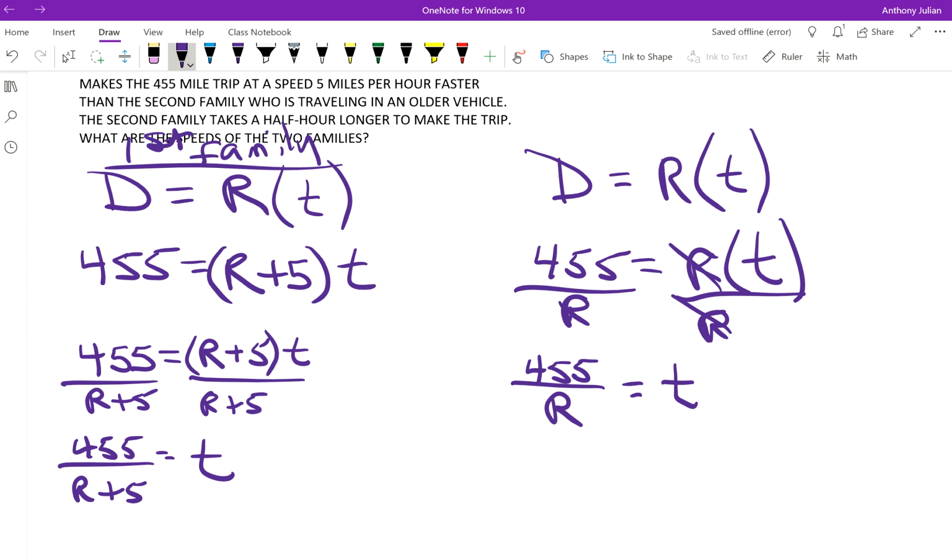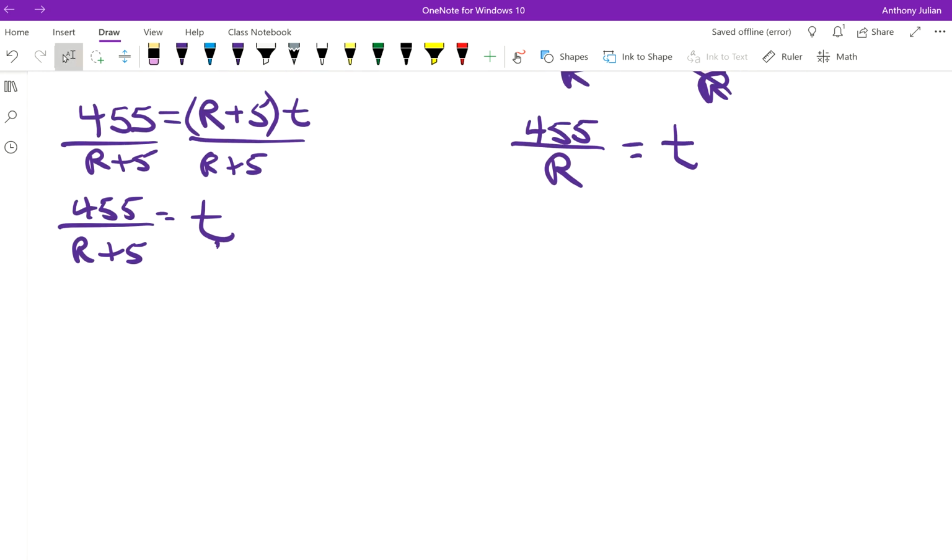All right, here's first family, here's second family. Now, with the idea of having t equals 455 over r plus 5, and this t equals 455 over r, I'm going to replace this t with 455 over r that equals t. For t, I'm going to replace that. So it's going to look like this. It's going to look like 455 over r plus 5 plus the 1/2 is going to equal the second family.